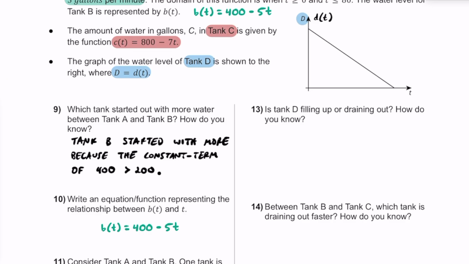Now, again, we don't have any specific numbers on this graph, but we can see here that if T was equal to 0, we have a starting amount of water. What happens as we keep going to the right, as T becomes larger and larger along that T axis or X axis? We can see that the water level seems to be decreasing over time, right? As time goes on, it looks like the water level is decreasing until a certain amount of time we run out of water. So if we're looking at this graph, I think it's safe to assume that tank D is draining out.